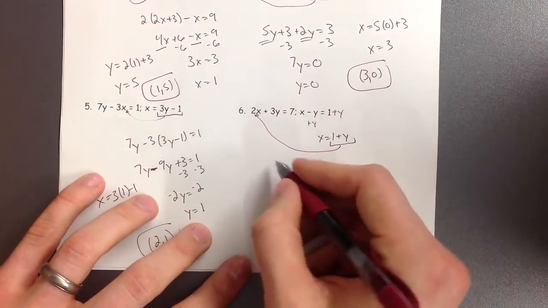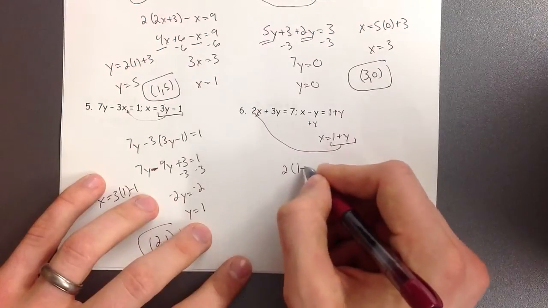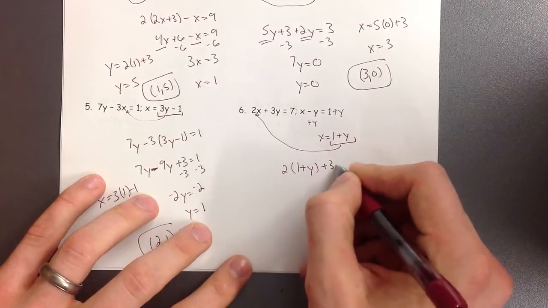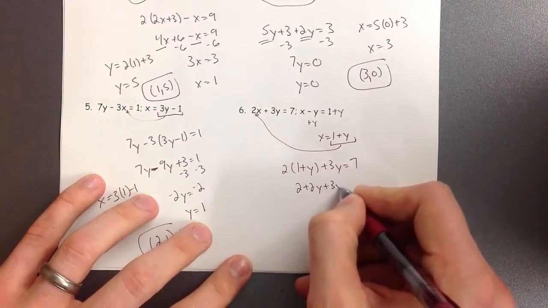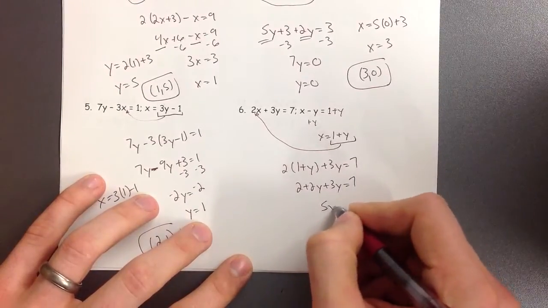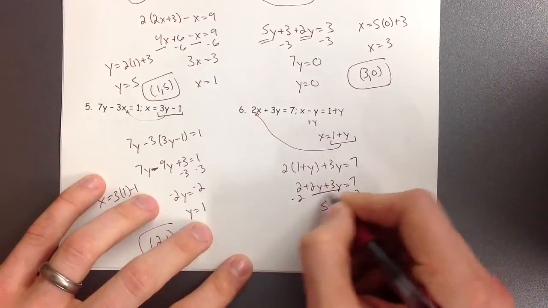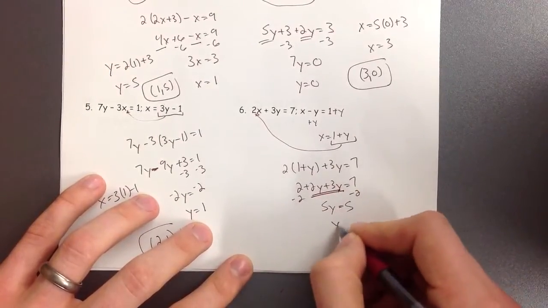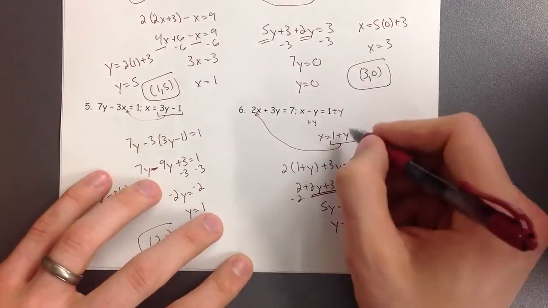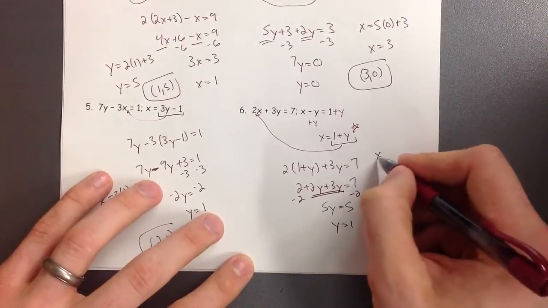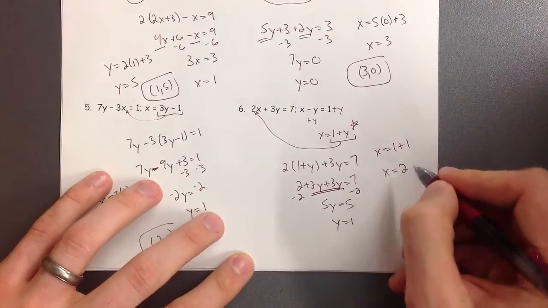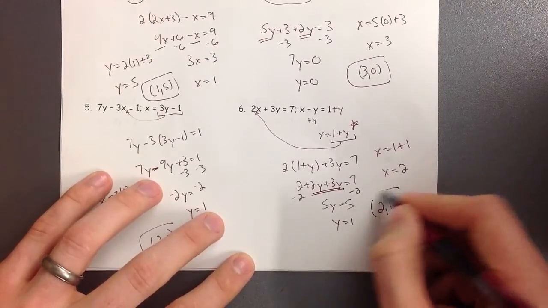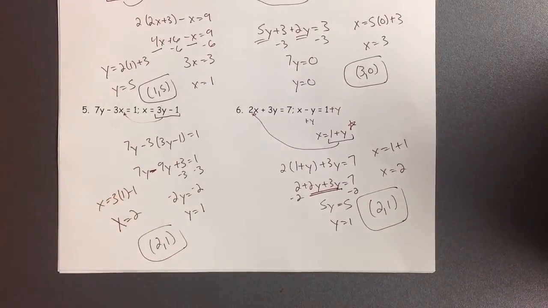I'm going to take that and drop it in. 2 times 1 plus y plus 3y is equal to 7. 2 plus 2y plus 3y is equal to 7. So 5y, once we pull that 2 and combine our y's up, 5y will be equal to 5, y will be equal to 1. And now I'm going to take the equation I created because it's a little bit easier. It's already set up, ready to go. So I've got my values solved for there.